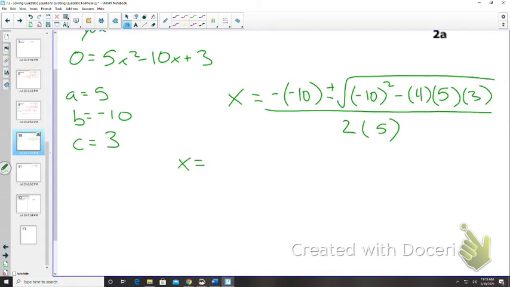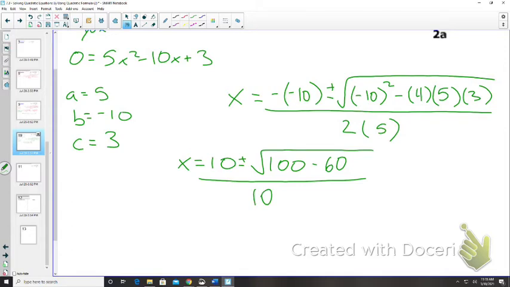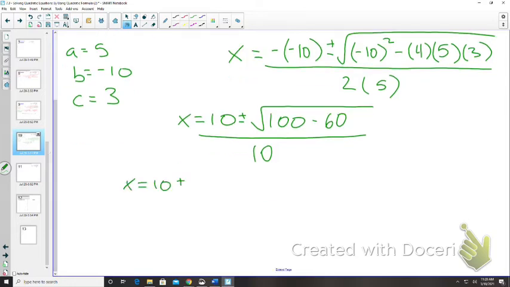Okay, so negative 10 multiplied by negative 1 is 10, positive. Plus or minus the square root of negative 10 squared. So negative 10 times negative 10 is 100, minus 4 times 5 is 20 times 3 is 60. So 100 minus 60, divided by 10. Okay, so far so good? Okay, so x equals 10 plus or minus the square root of 100 minus 60, which is 40.